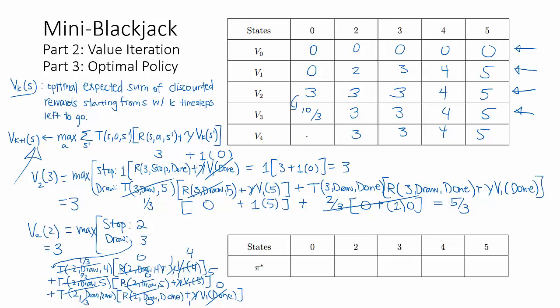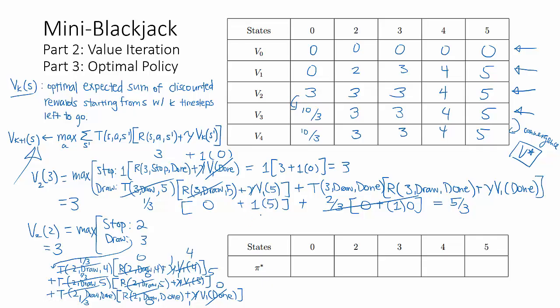To calculate v sub 4 of 0, again, we want the average of the v sub 3 values of the successor states, which are 2, 3, and 4. So an average between 3, 3, and 4 is just going to be 10/3. Here, notice that none of the values have changed, so we have convergence, and that means we have found the optimal v star values.